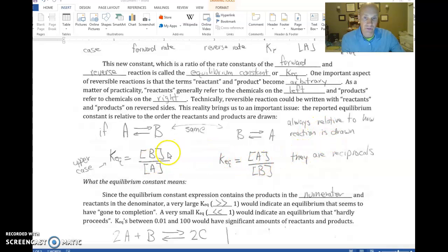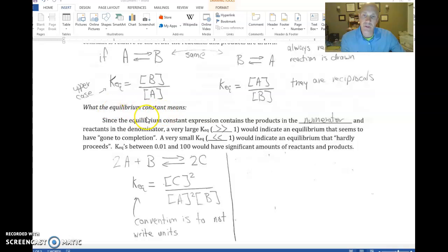So notice the relationship between these two forms is that they are reciprocals. And so the thing to remember is that every time you report a KEQ, you have to see a written down equation that shows it, because that defines what's on the left and what's on the right, and we need to see that so that we would know what this means.